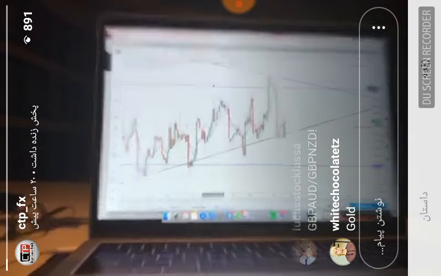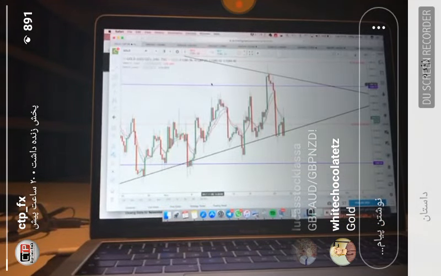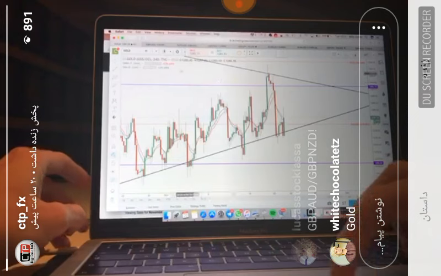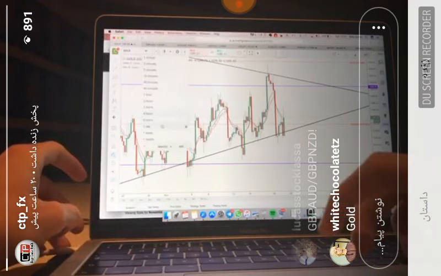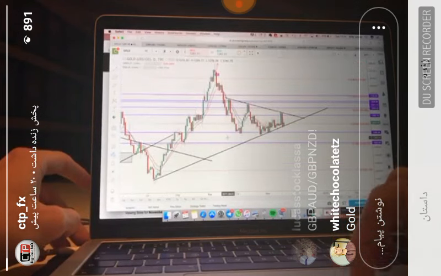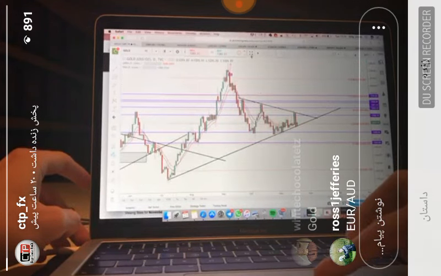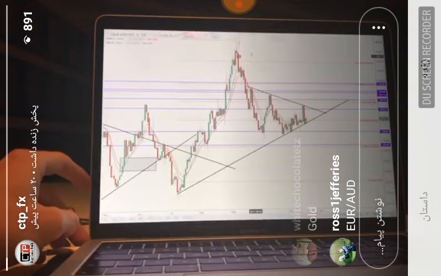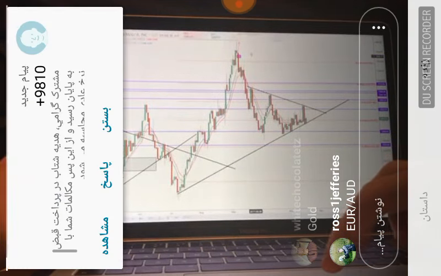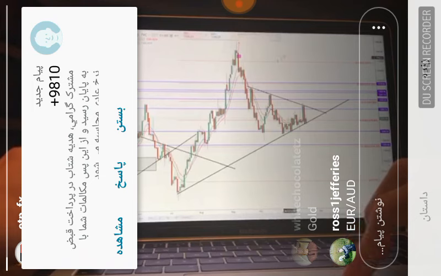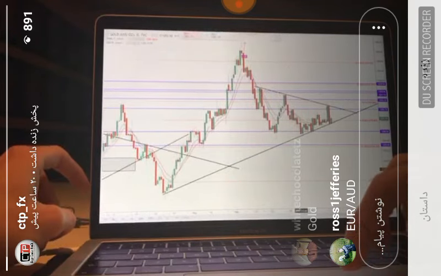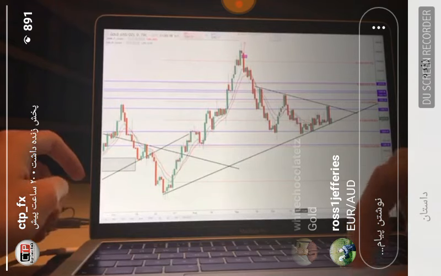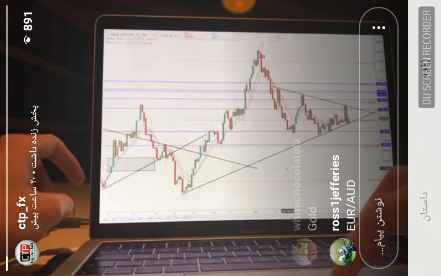Right, I will zoom out to the daily time frame to start off with. Let me know if everyone can see everything okay. It should be fine once I stop dropping the camera. Zoom in a touch. Right, my analysis is already on here, so I will show you what I'm looking at.